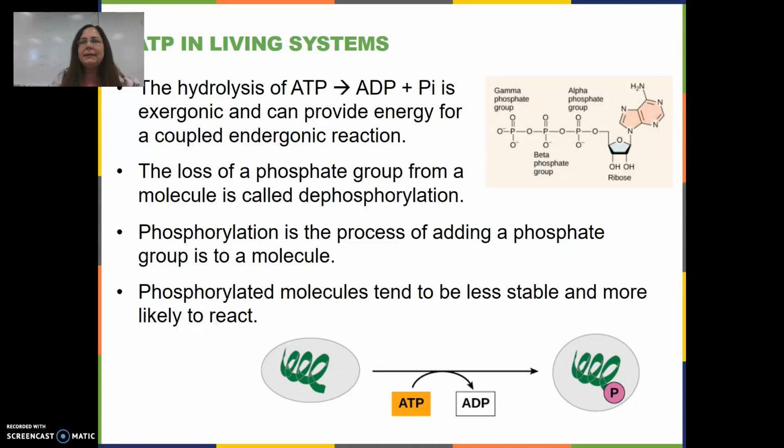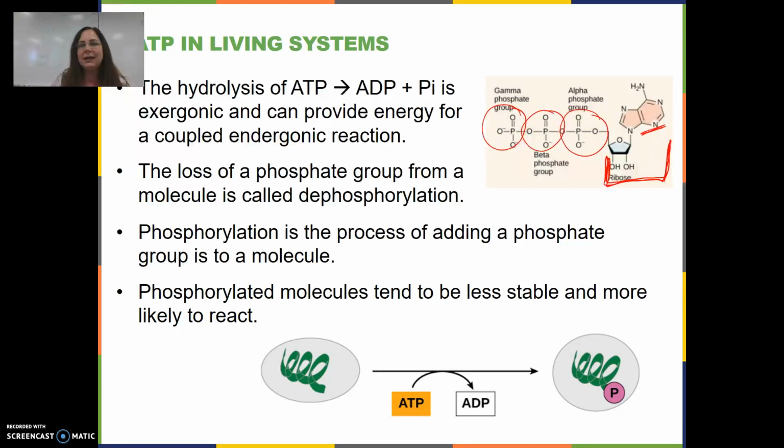Well, if you look at this chemical, this is the adenosine part. It is actually a nucleotide, a nucleotide attached to the sugar ribose. But then after that, here are your phosphate groups: 1, 2, 3.